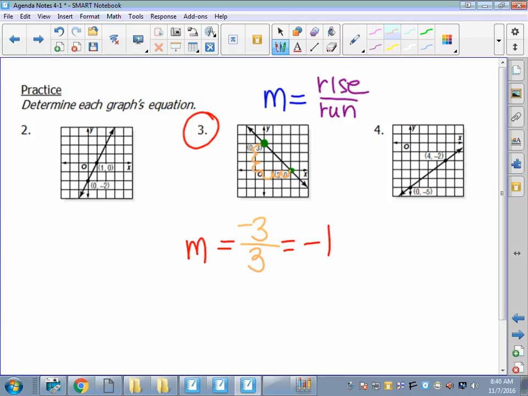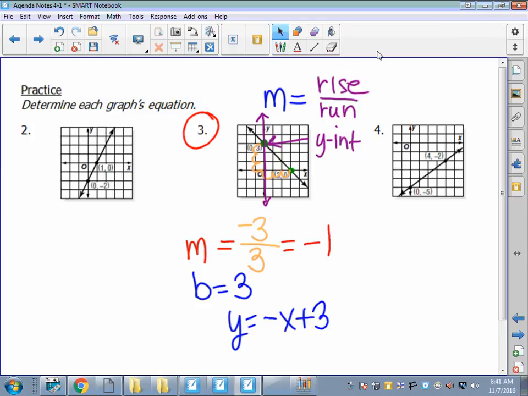The y-intercept. Here's the y-axis, right? So where does that graph touch the y-axis? Looks like it touches it at 3. So that means my equation of this line, when I substitute the m and the b, will be y equals negative x plus 3 or negative 1x plus 3. M and b, you need to know them.